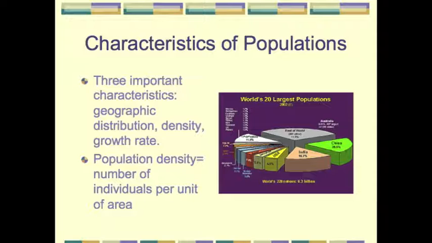Obviously, a population is a group of similar species that are living in the same area. When we're talking about populations, we have to look at three factors: geographic distribution, population density, and the growth rate. Population density is the number of individuals that are living in a certain area. Like this class can't hold more than 30 people.